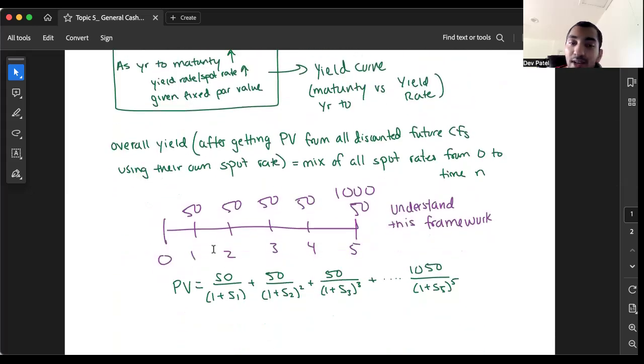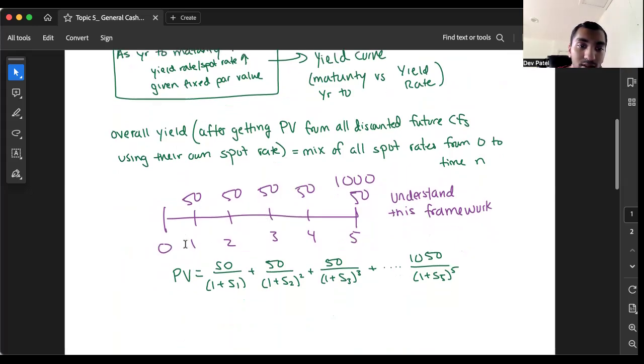And the most important thing is that you understand this framework, like this diagram over here: if we're finding the present value, then all we need to do is discount each payment at each time period by its own different spot rate. So spot rate 1, spot rate 2, spot rate 3, spot rate 4, spot rate 5.